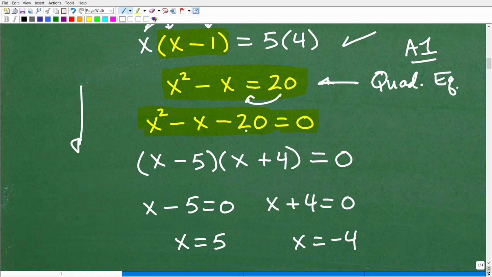Now, when you're solving quadratic equations, you always want to attempt to factor this quadratic trinomial. So I'm asking myself right here, can this thing be factored? Well, factoring is one of the most important skills you need to have in algebra. So this can be factored, and it's factored as (x minus 5) times (x plus 4). When you multiply these two binomials together, you get back to x squared minus x minus 20.